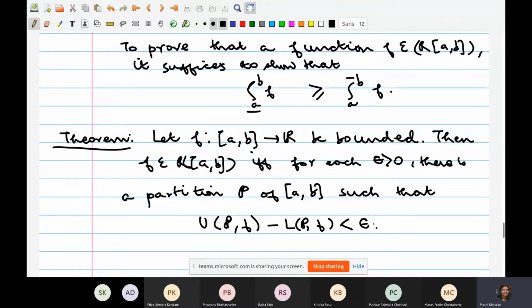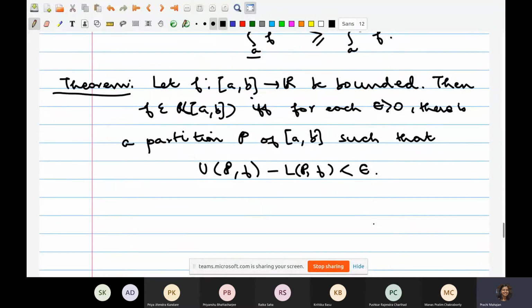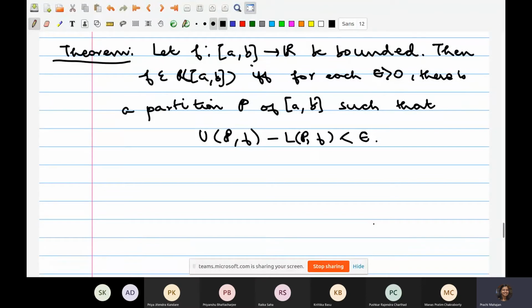Instead, there's one more thing that I would like to do before we see many, many examples. But the statement of the theorem, does that make sense to everybody? You give me any epsilon and I will be able to demonstrate to you a partition of the interval AB such that the upper and the lower sum do not differ by more than epsilon. If that happens for every choice of positive epsilon, we say that the function is integrable.